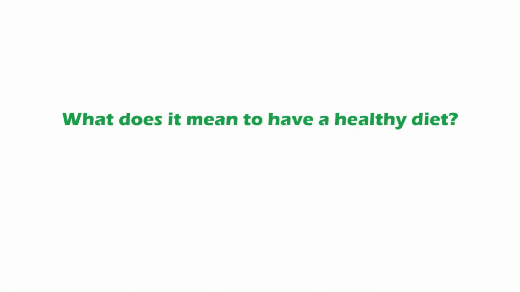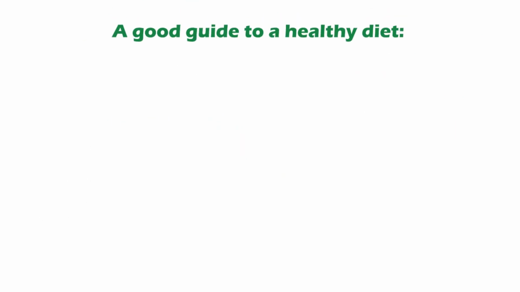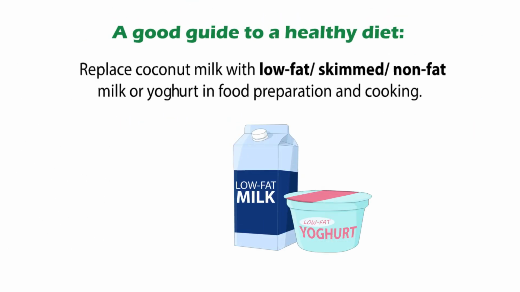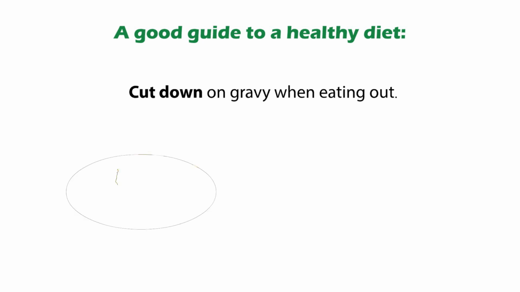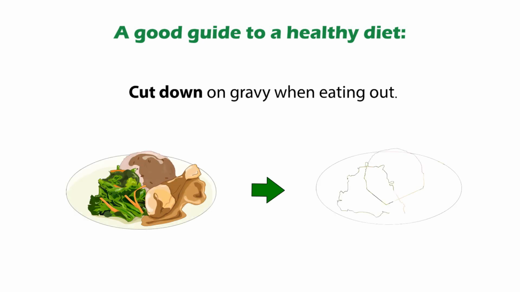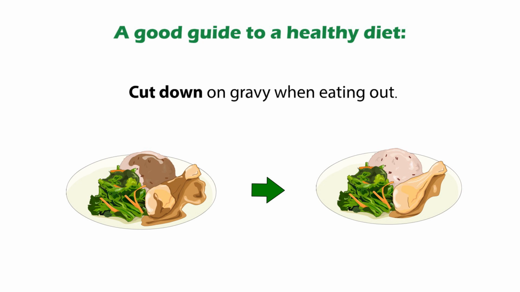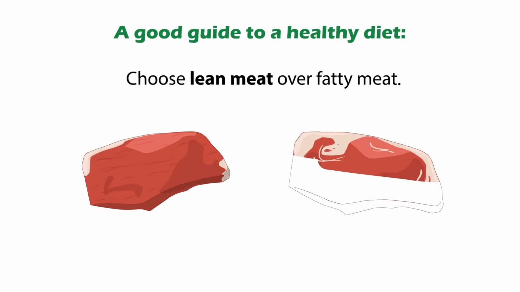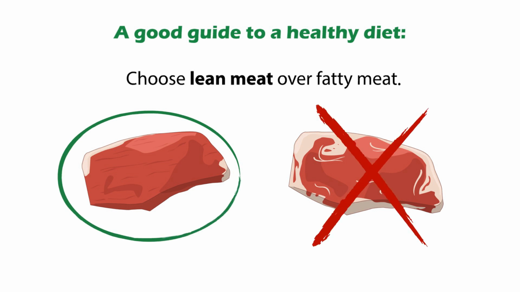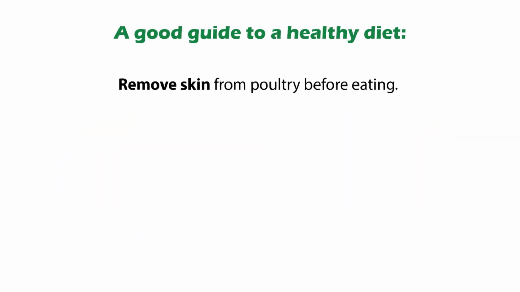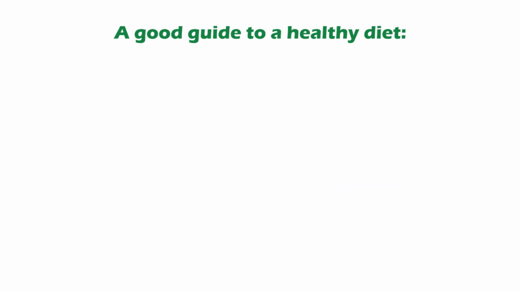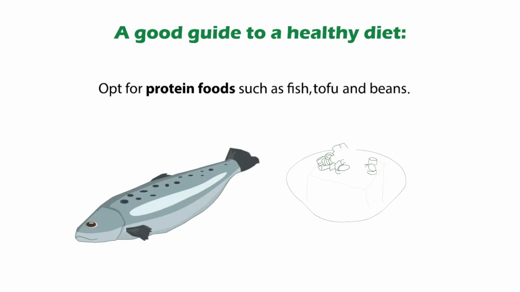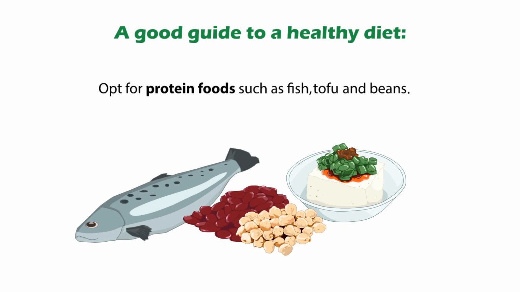A good guide to a healthy diet consists of replacing coconut milk with low-fat, skimmed, non-fat milk or yogurt in food preparation and cooking. Cutting down on gravy when eating out, as most stalls and restaurants use palm oil in food preparation and cooking. Choosing lean meat over fatty meat. Removing skin from poultry before eating. Opting for protein foods such as fish, tofu, and beans.